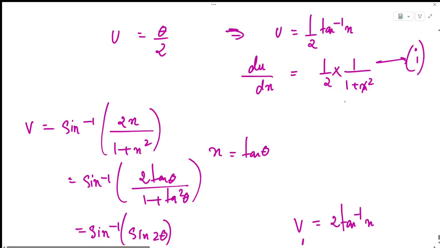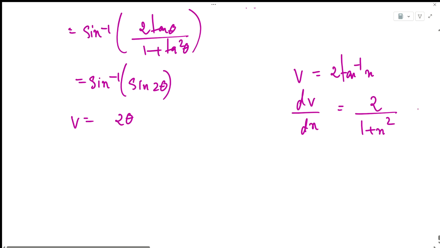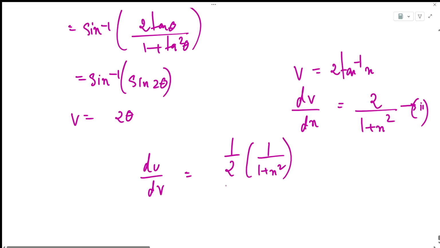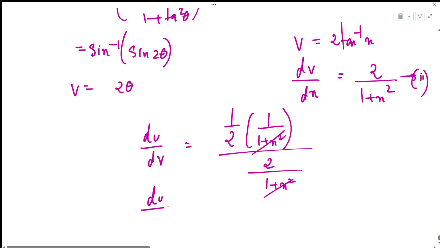So if you see, if you mark this as equation number 2, I needed du by dv. So if you divide both equation 1 and 2, you are gonna get 1 upon 2, 1 by 1 plus x square, and over here 2 divided by 1 plus x square. So this 1 plus x square, 1 plus x square will cancel out. So du upon dv is simply gonna be 1 upon 4. We'll move on to the next question.